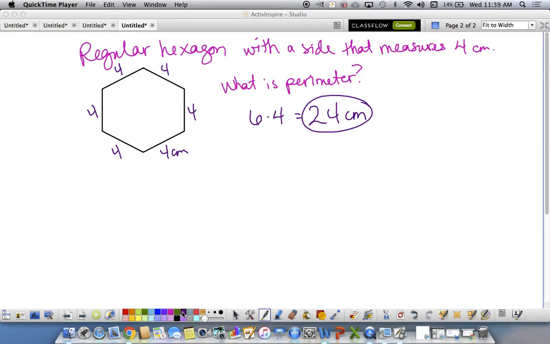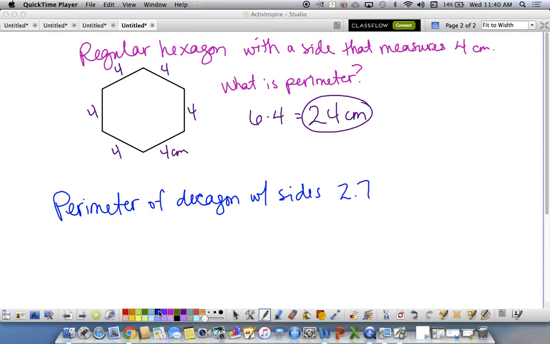Okay, new problem. What's the perimeter of a decagon with sides of 2.7 meters?